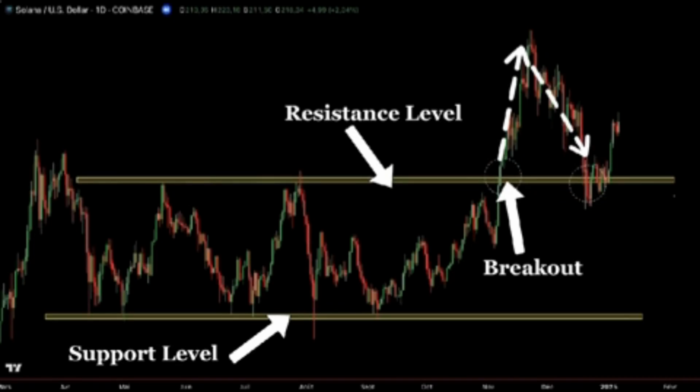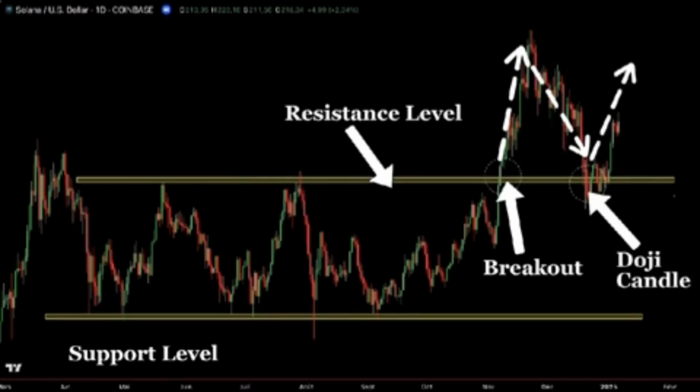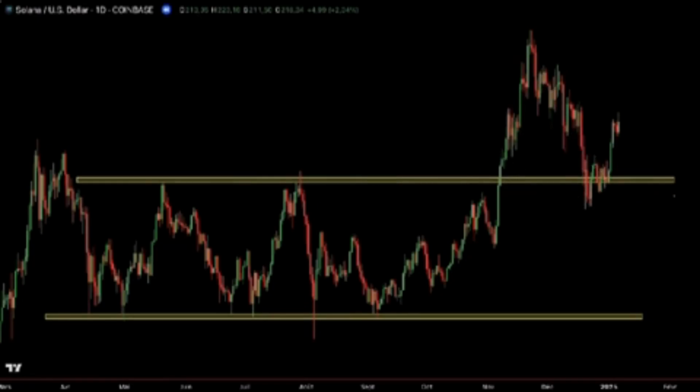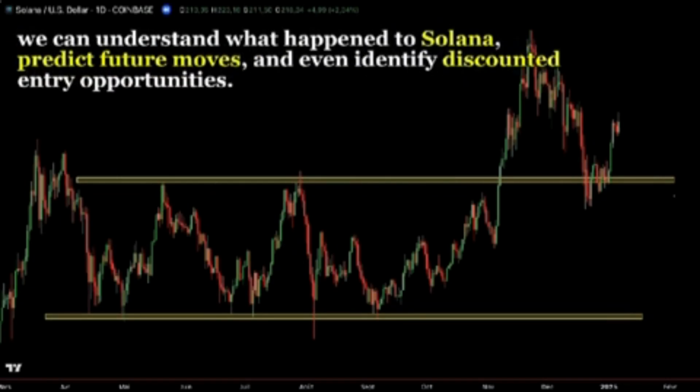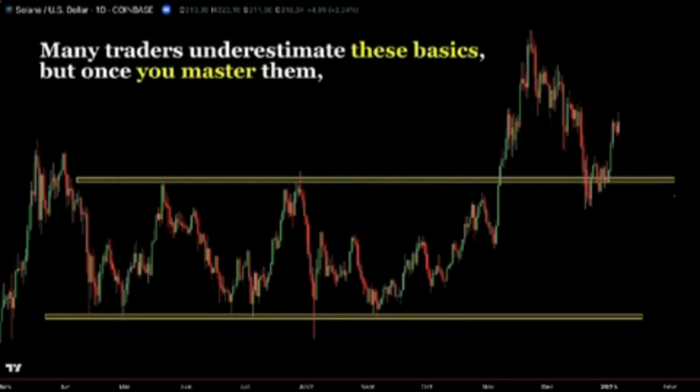For long-term investors, the best entry would be to wait for the market to retrace back to the support level again. Otherwise, entering a trade at these higher levels is considered a premium entry, which carries higher risk and could cost you money. As you can see, by using just trend analysis, support and resistance, and candlestick patterns, we can understand what happened to Solana, predict future moves, and even identify discounted entry opportunities. Many traders underestimate these basics, but once you master them, they give you a clear roadmap of price action, allowing you to analyze any chart with confidence.